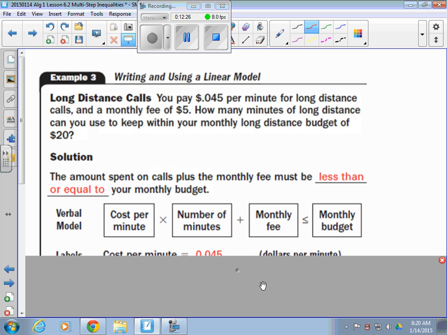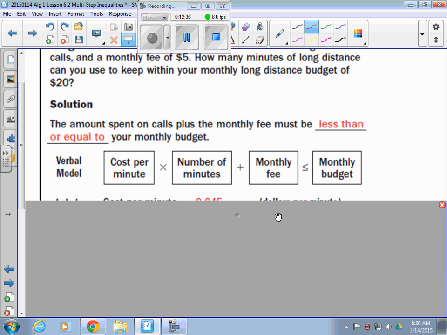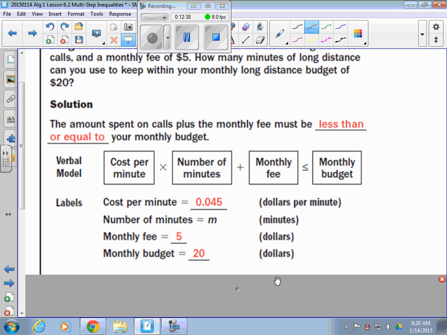So our verbal model's filled in for us already. It's the cost per minute times the number of minutes plus the monthly fee has to be less than or equal to the budget. When we label everything that was given to us, the cost per minute is 0.045, 45 cents per minute.